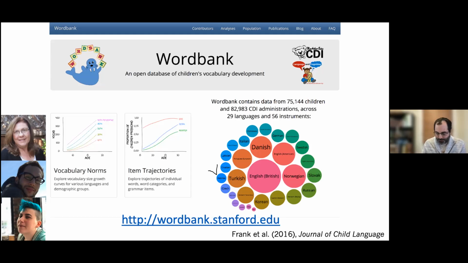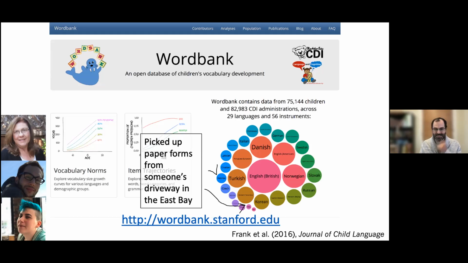And populating this repository with data has really been a very interesting experience for me about the slowly shifting international culture of data sharing. To get the ASL data here, the American Sign Language data, I picked up the paper forms from somebody's driveway in the East Bay who had done this study for their dissertation and wanted nothing more to do with it.